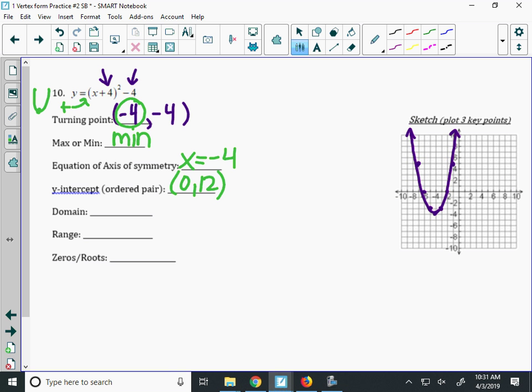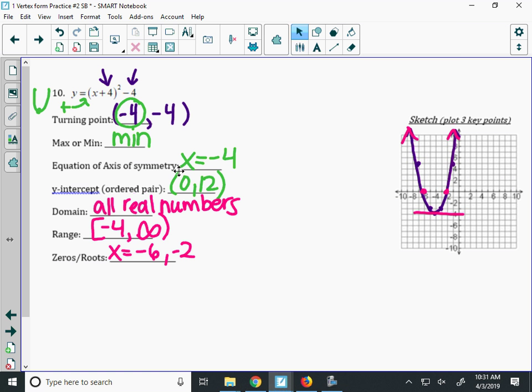The domain for every parabola is all real numbers. Remember we said our domain is always all real numbers because I have an arrow going to the left forever and an arrow going to the right forever. My range, I have a lowest y value here, which happens at negative 4, included, so we use a square bracket, and my arrows go up towards infinity. The roots, the zeros, or the x-intercepts, look like they are at negative 6 and negative 2.